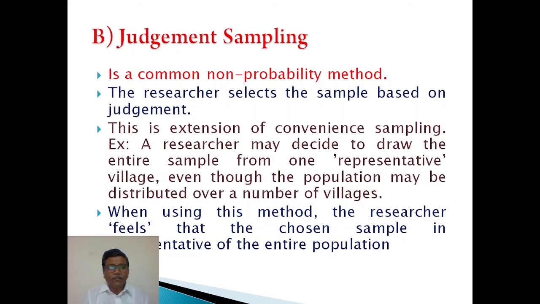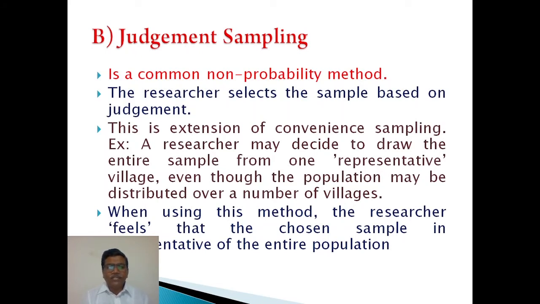Judgment sampling is a common non-probability method. The researcher selects the sample based on judgment. This is an extension of convenience sampling. For example, a researcher may decide to draw the entire sample from one representative village, even though the population may be distributed over a number of villages. When using this method, the researcher feels that the chosen sample is representative of the entire population. I repeat, this is an extension of convenience sampling.